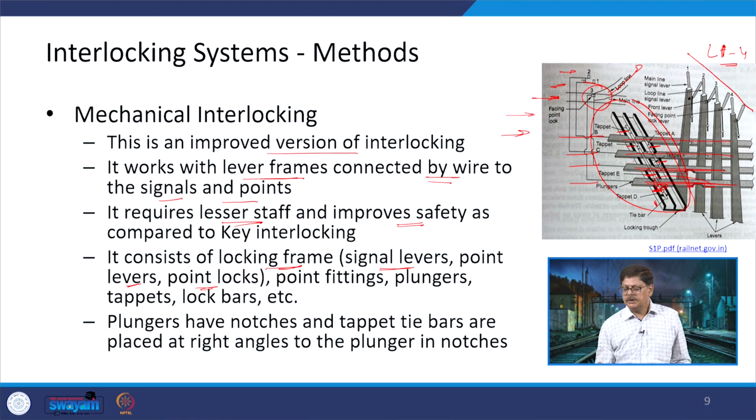And similarly, when the other levers are moved, the tappet on the other side, that is one tappet here and the other tappet on this one, that is A and F being marked, will also move accordingly. Now, plungers have notches, as I have already shown to you, and the tappet tie bars are placed at right angles to the plunger in the notches. So, this is a tie bar, and on that the tappets are attached. So, they are at 90° to the plunger. The plunger is moving up and down here, but the tappets and their tie bar are lying in this form.